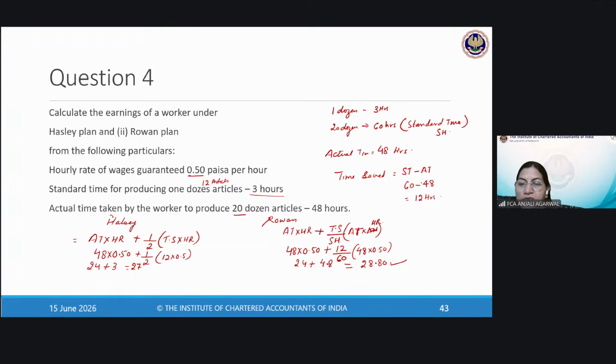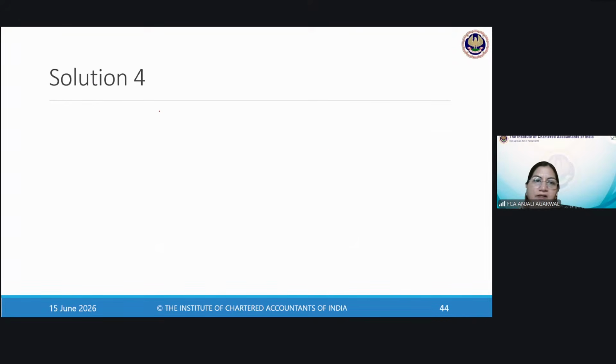But this will happen only as long as the time saved is less than 50%. Look at the same question. If the standard hours were 60, actual hours were 30, so time saved would have been 30. What would Halsey have given? 30 into 0.5, plus half of time saved, 30 into 0.5.